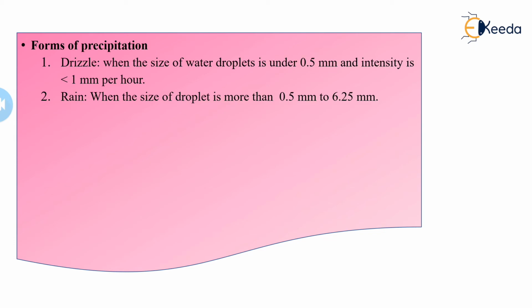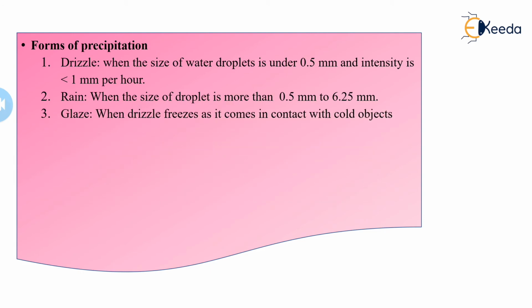Then we have rain. Generally during the monsoon period we can see raindrops. The size of a droplet varies from 0.5 mm to 6.25 mm, and as this drop is greater, it has the tendency to break down when it falls on the earth surface.